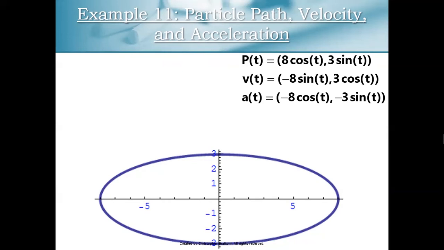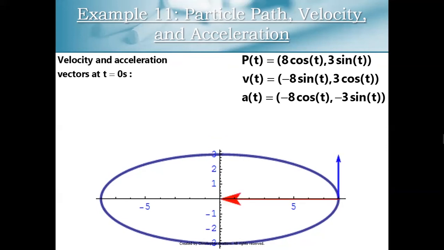Now we could start plotting some of that information. So we could plot the velocity and acceleration vectors at t equals 0 seconds. All you do is you plug 0 into p of t to get your starting point, and then plug 0 into v of t and a of t, and that'll give you the velocity vector and the acceleration vector that should be starting at p of 0. In this case, 8, 0 is where we're starting.